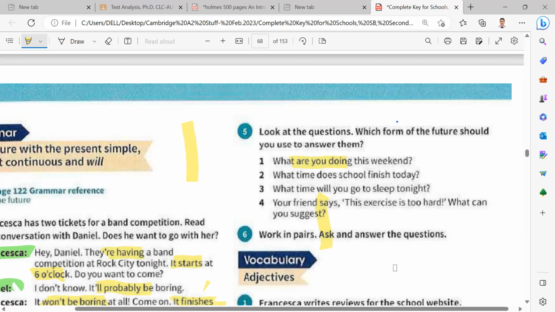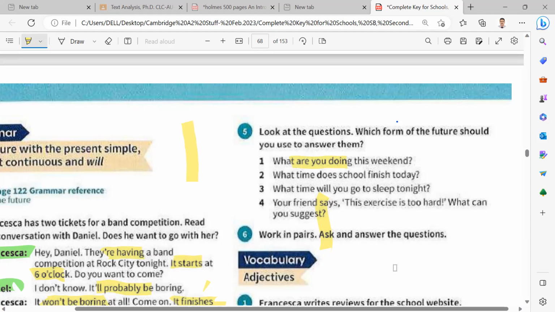I celebration the holiday. So I am celebrating. I am celebrating. Okay. With my family. Okay, perfect. I am celebrating Eid with my family. Exactly. Next. What time does school finish today?